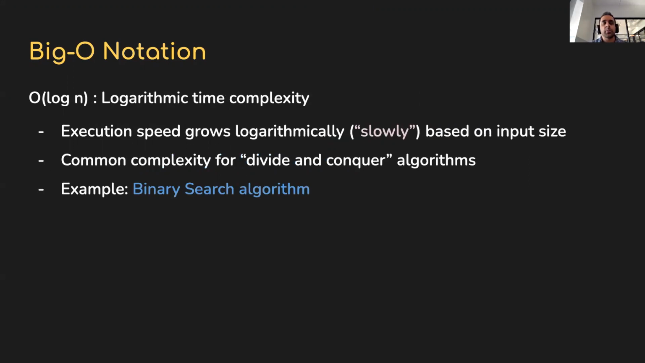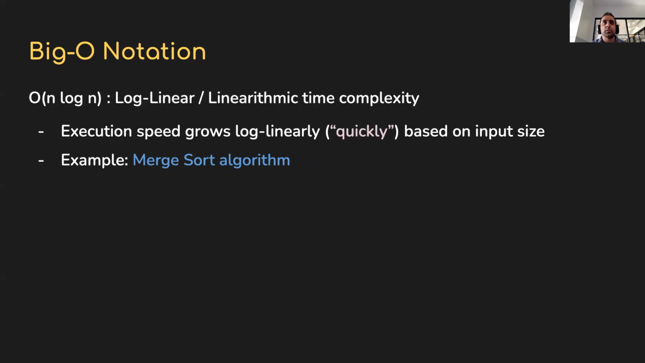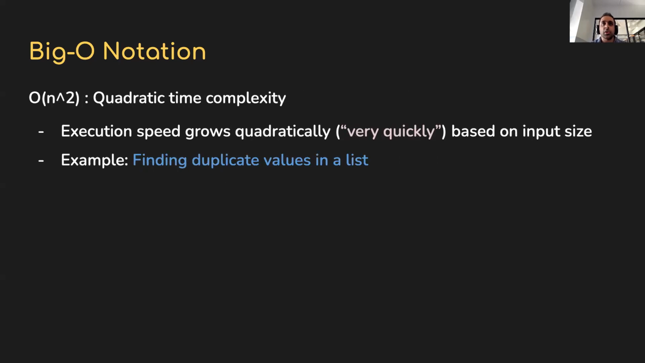Logarithmic, that's not too bad. Again, it's not going to be too terrible, despite your input size becoming larger and larger. It's still going to take some extra amount of time, but not that much extra time. Linear time, again, is proportional. Log linear grows quickly. Quadratic grows very quickly. As in, if your input size doubles, your time complexity is going to quadruple.